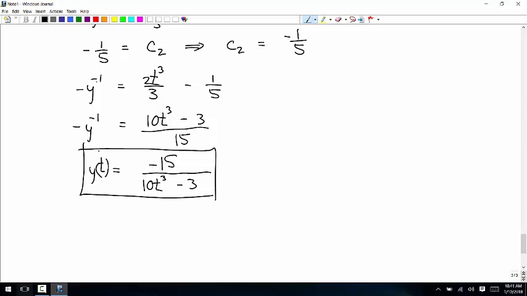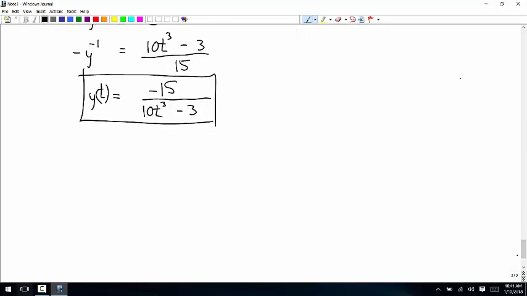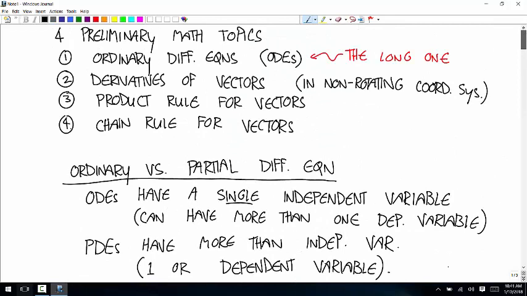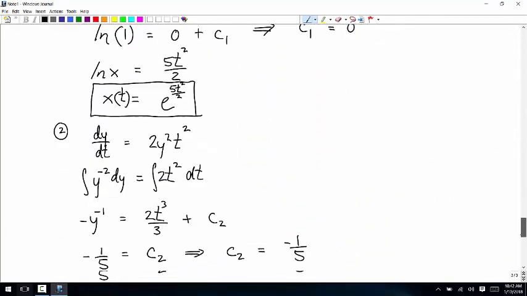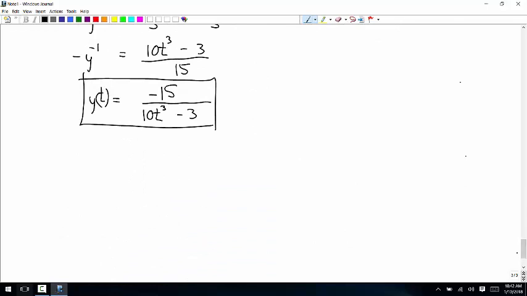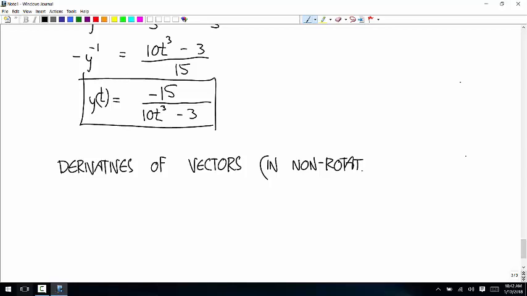Any questions about those? Okay, so now we're going through this list of mathematical preliminaries. That's all you need to know about differential equations. So now we're going on to derivatives of vectors as long as the coordinate system isn't rotating. So derivatives of vectors in non-rotating coordinate systems.